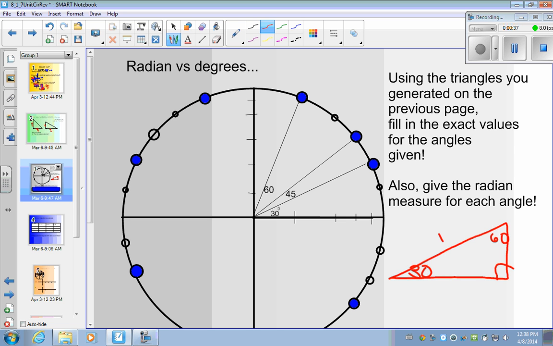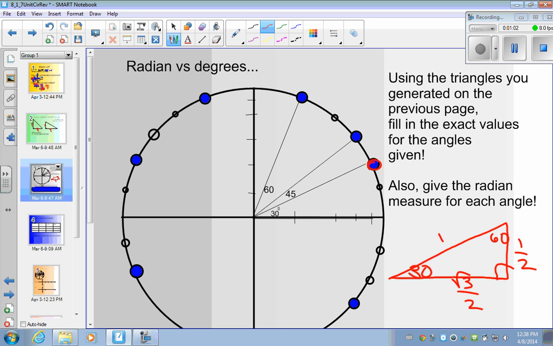Short side is what? Half. We just did that. The long side is what? Square root of 3 over 2. That was from geometry. You had to learn those in geometry for no particular reason. So it's asking you this thing, use the triangles generated to find exact values for the angles given. Also give the radian measure.